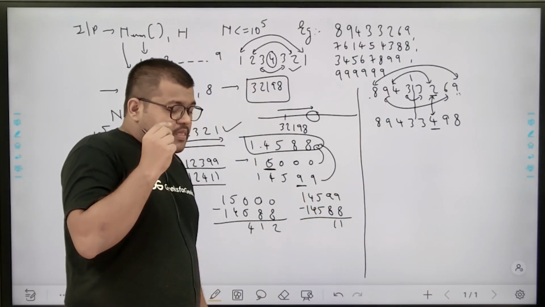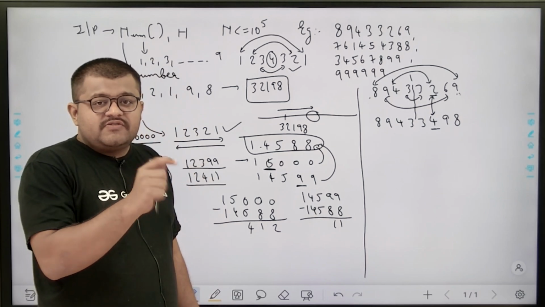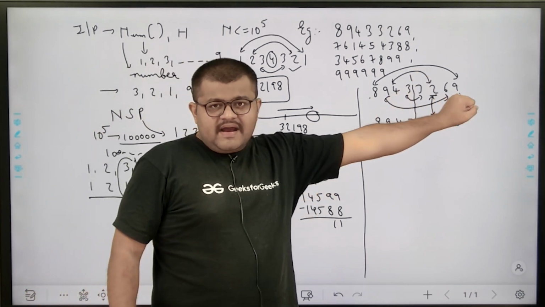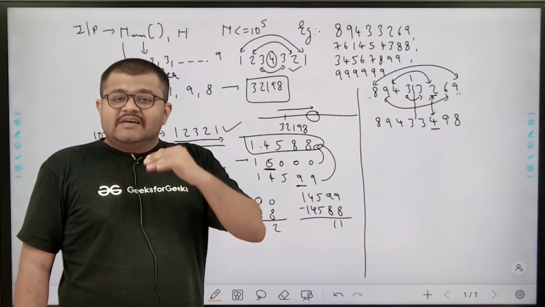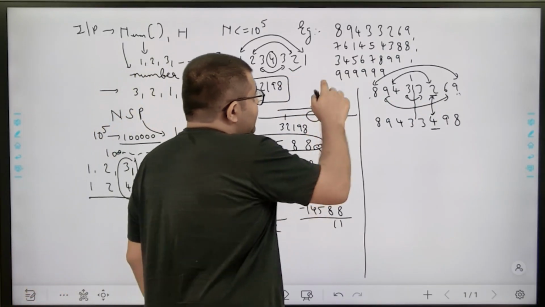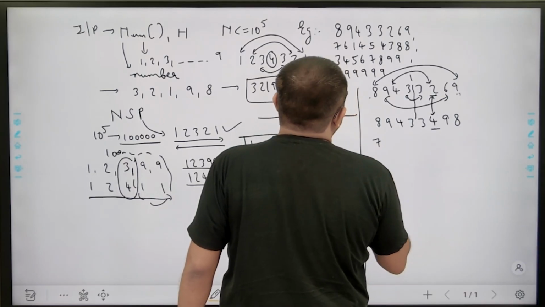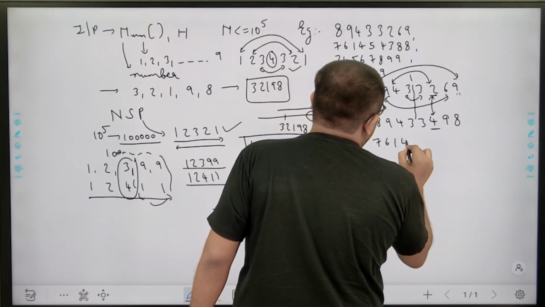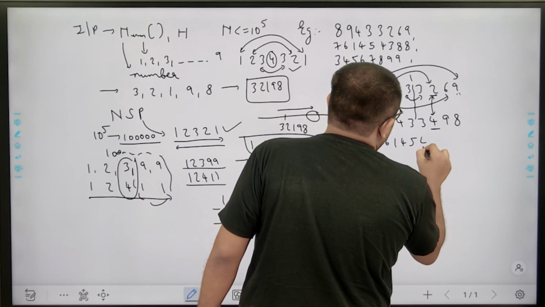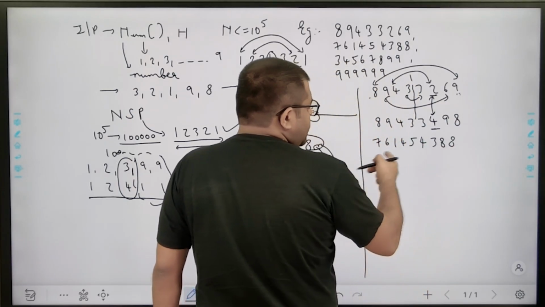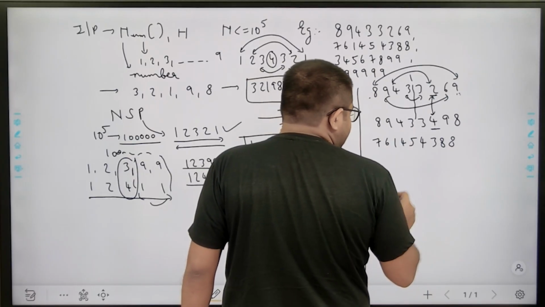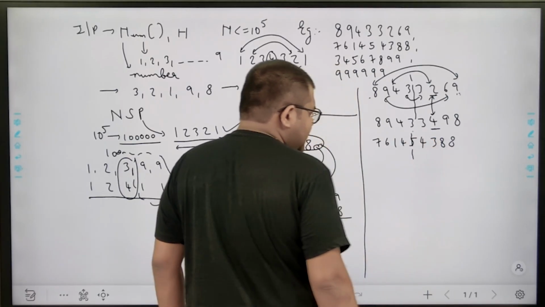But what if the first digit which we need to change when we are looking at the right hand side part is decrementing? Then that number would be less than our original array. So for example, if we look at the second example, it is 7 6 1 4 5 4 3 8 8, right? So there are 1 2 3 4 5 6 7 8 and 9 digits. I'll break it from here.